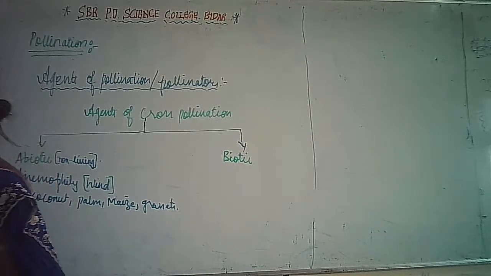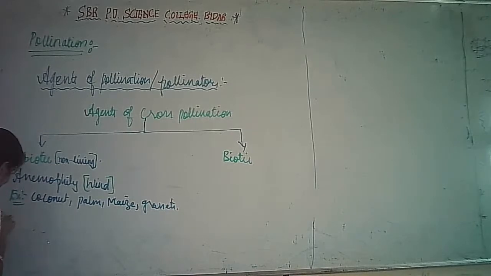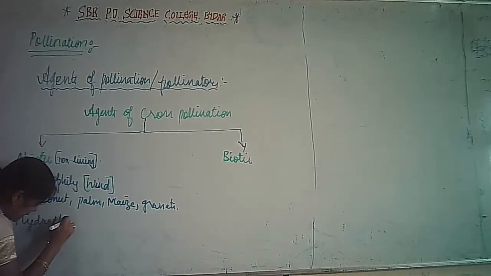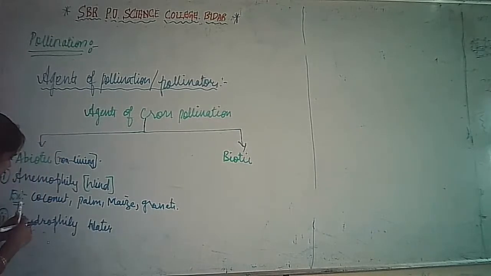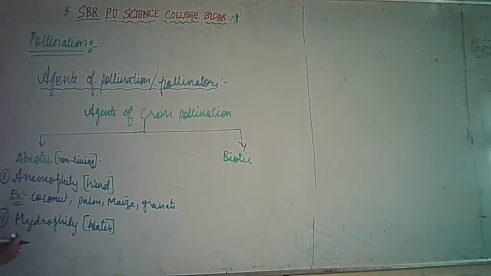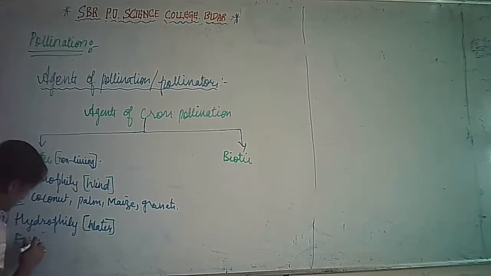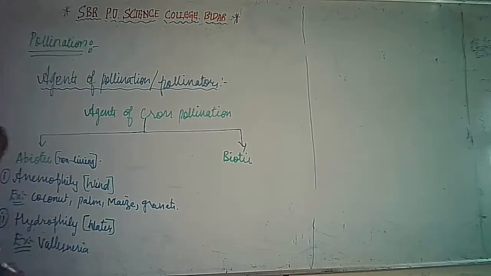First, I'll tell you what is to be written over there. Though here, anemophilic plants, then the second type of agent, that is hydrophily. Hydrophily means here the pollination is taking place with the help of the agent water. The plants pollinated with the help of water are called hydrophilic plants, and the process is called hydrophily. Example, Vallisneria.